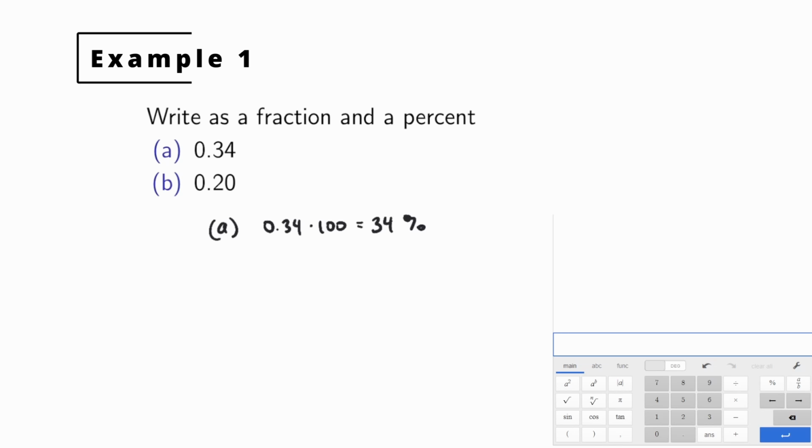Okay, and so for B, I'll write it down here. For B, we take 0.20 and we multiply it by 100. Really what you want to do is you want to write by 100%, and you will get 20%. Okay, and that's how we write a decimal as a percentage.